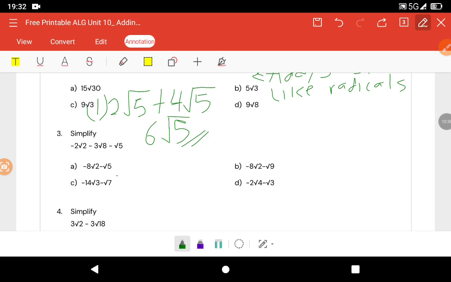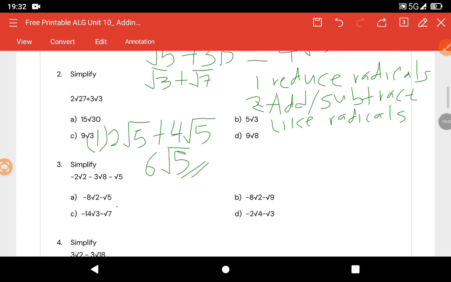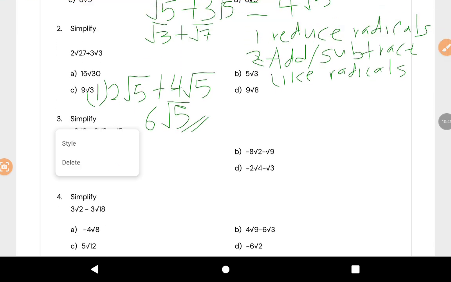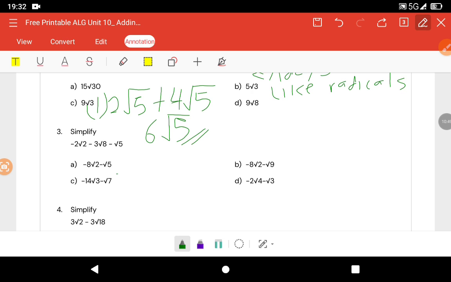So let's see question 2. Question 2 says 2 root 27 plus 3 root 3.